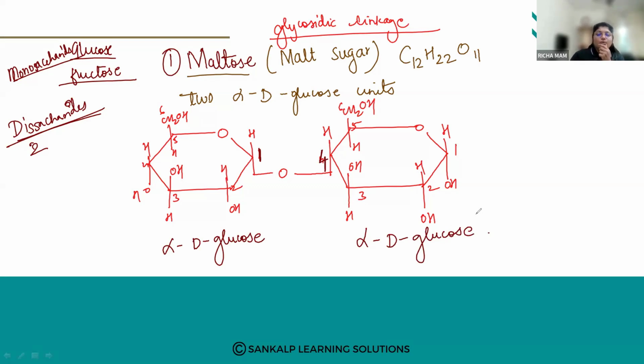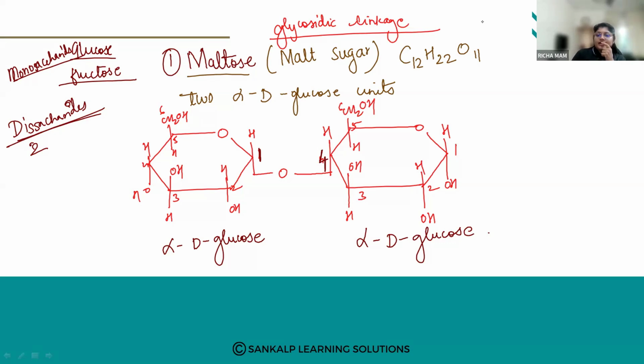So maltose is called malt sugar. It is made up of two alpha D glucose units, and this is the structure of maltose. I hope you have noted it down. Did you note it down? Okay, fine. So let us go further.